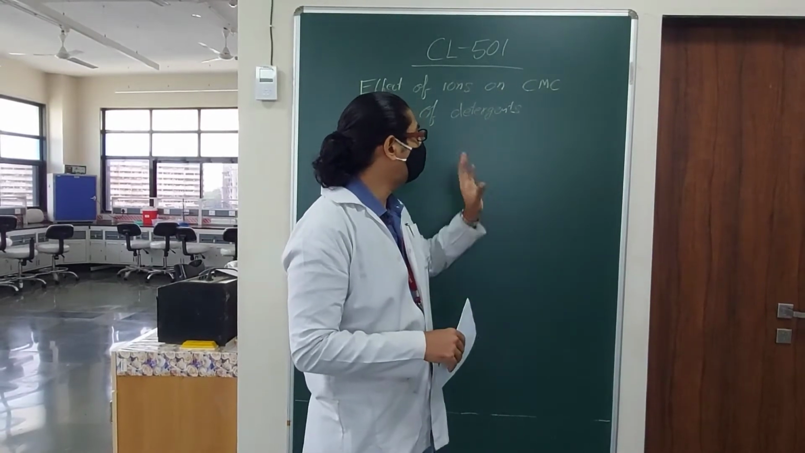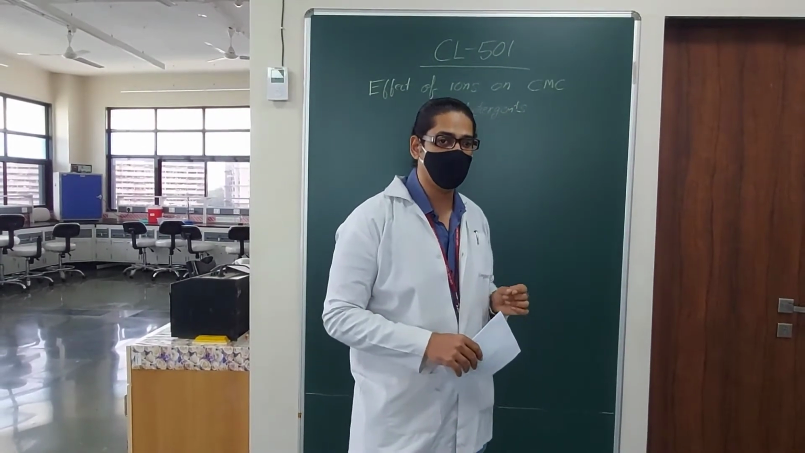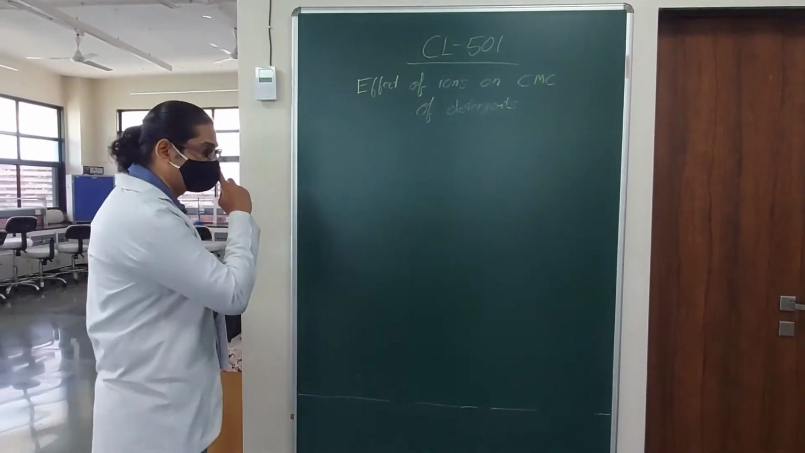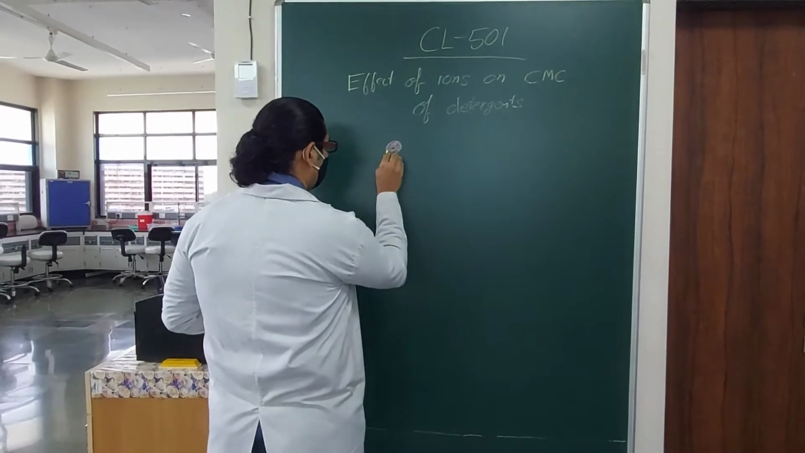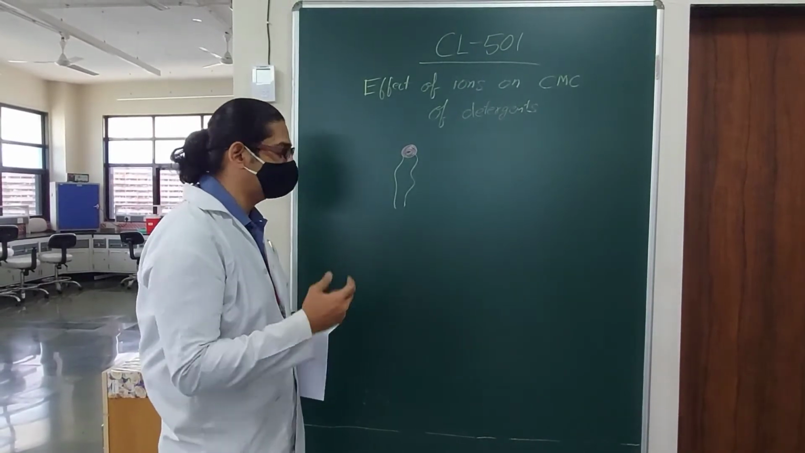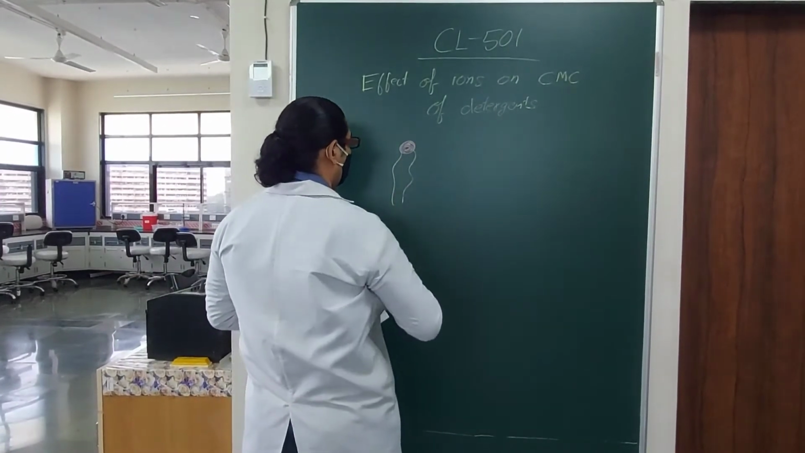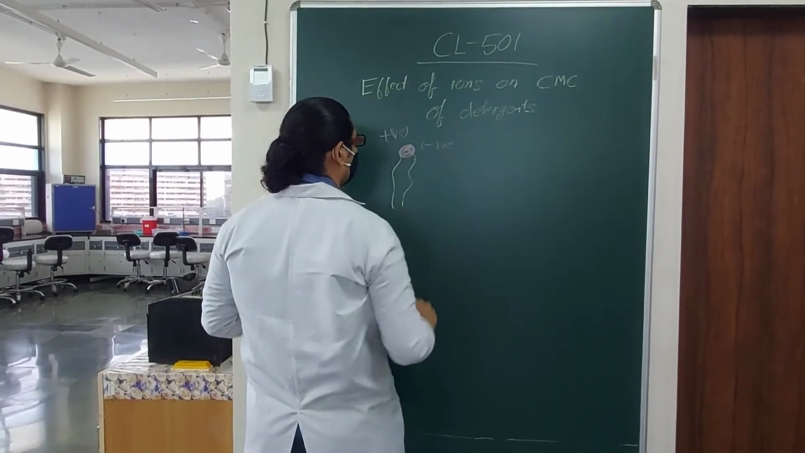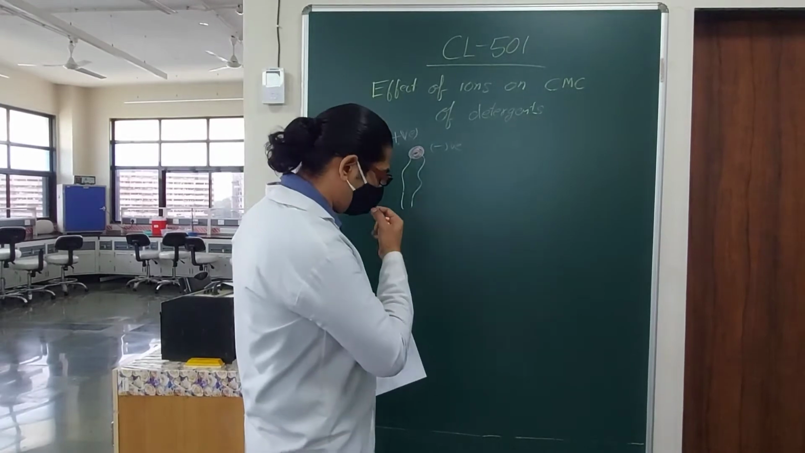Now, to understand that CMC, we have to first understand a detergent molecule. Now, what is a detergent molecule? Any detergent molecule will have a polar head, which is drawn over here, and will have a hydrophobic tail. Right? This is how the detergent looks like. Now, this polar head can be negatively charged or positively charged. Let's write it down. Now, this can be positive or negative in nature. Both are polar, but the hydrophobic long tail remains in both the cases.